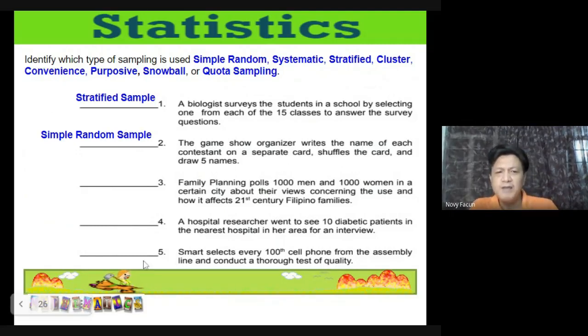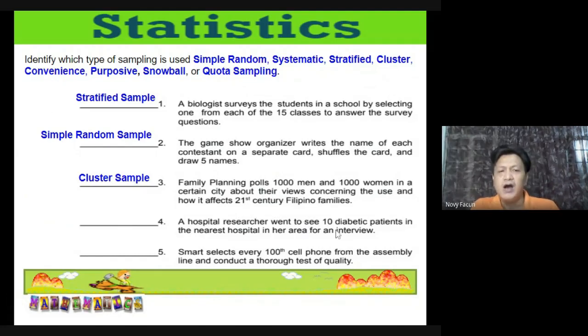Number three, the family planning poll asks 1,000 men and 1,000 women in a certain city about their views concerning the use and how it affects 21st century Filipino families. That is cluster sampling. Kapag malaki na yung population mo, you're going to cluster, at pipili ka lang doon sa population na yon kung ano yung na-cluster mo para i-represent yung buong city. And that is cluster sampling.